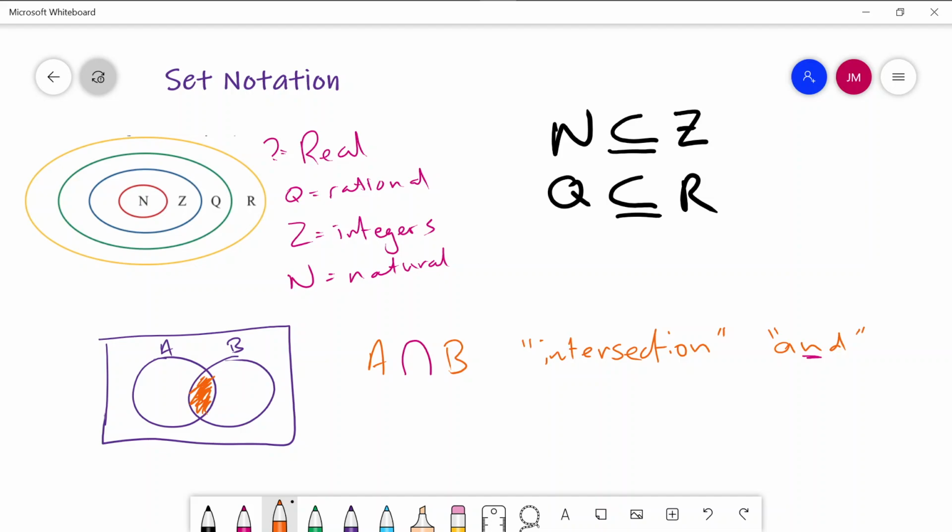If it was in A or B, so I was interested in any number, but it's in either of those, then I use the upside down version of that. It looks like a U, and we read that as the union. So that's A union B, means it's in A or B.